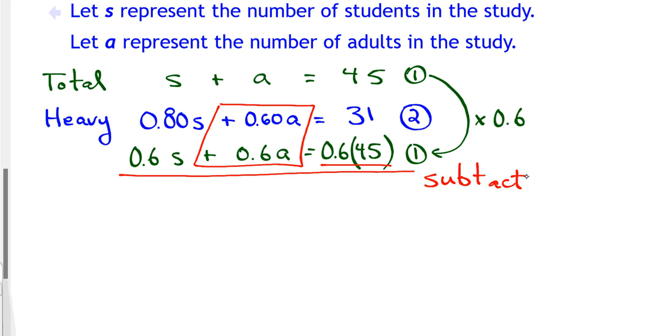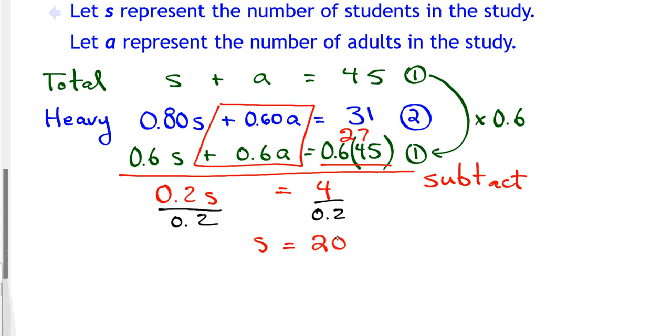0.8 minus 0.6 is 0.2. And 0.6 minus 0.6 cancels out. I guess it would have been helpful if I had written down that 0.6 times 45 is equal to 27. So 31 minus 27 is equal to 4. Divide both sides by the 0.2. And we'll get our value for the number of students being equal to 20.